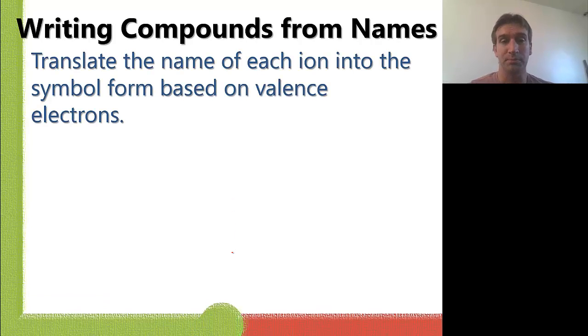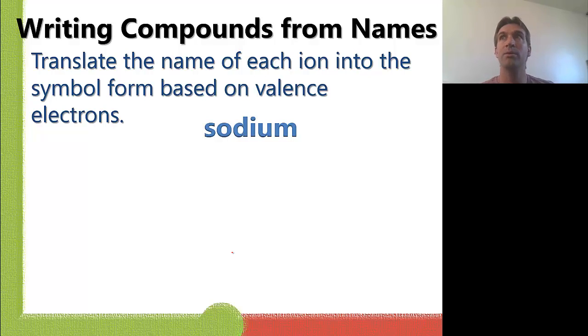Now, if you've been given a name, you're going to need to translate the name into a compound formula sometimes. You're not always going to be given the symbol form of an ion. You might get a name instead. So what we have to do first is a couple things. We've got to identify, are these ions cations or anions, or did they come from metals or nonmetals? Once I do that, then I've got to look at what group they're found in to find the number of valence electrons. Now, the first name that we're going to use here is sodium.